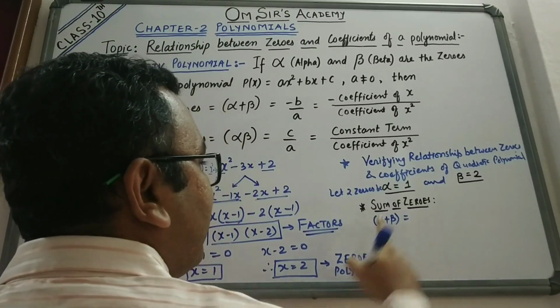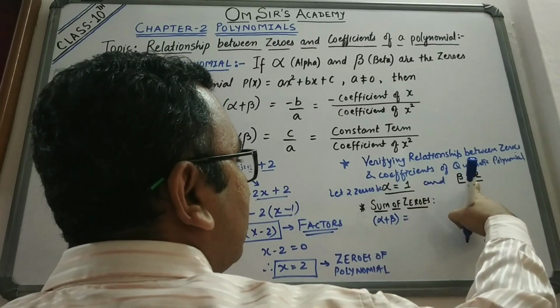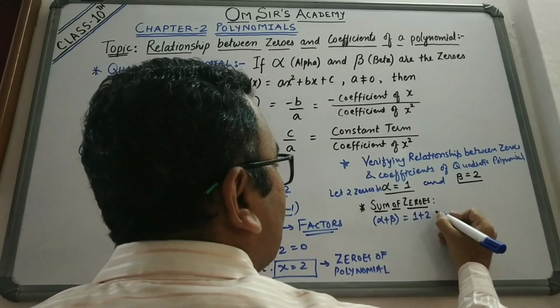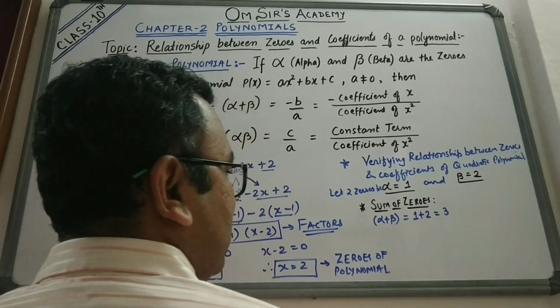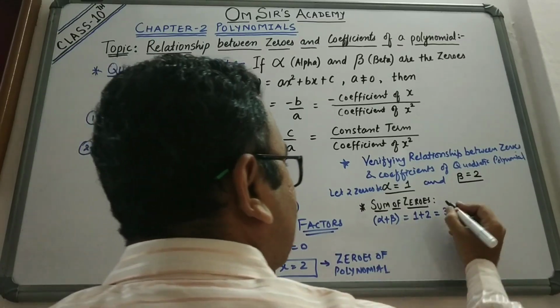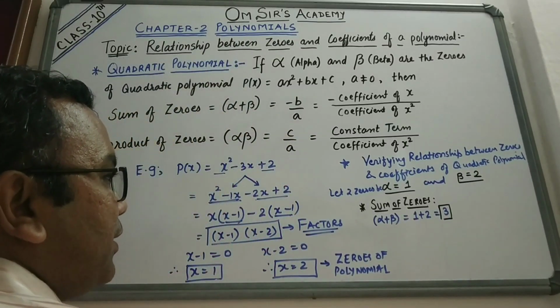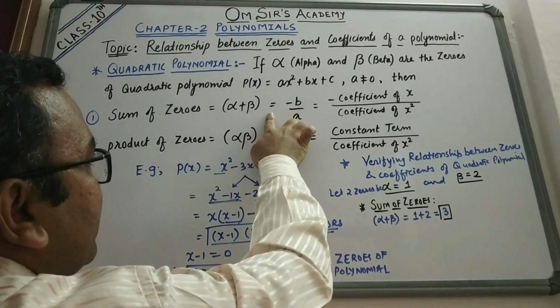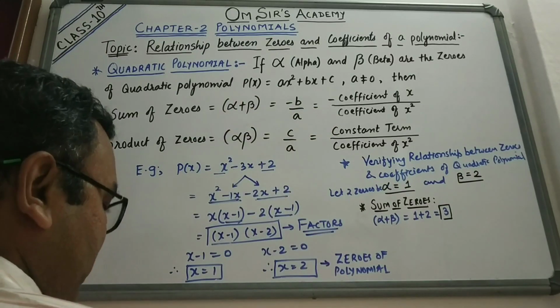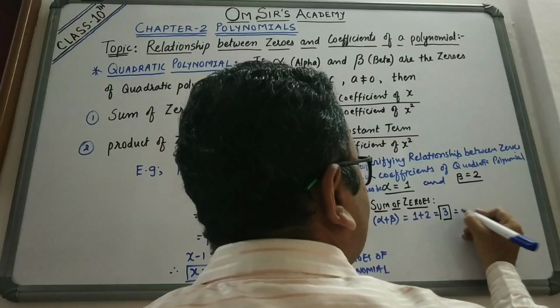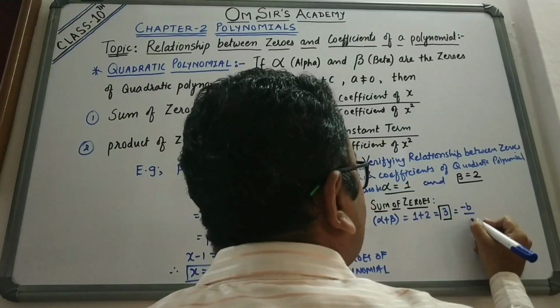So what was my alpha? Alpha was 1 and beta was 2. So adding these zeros, 1 plus 2 is equal to 3. When I took the sum of zeros, my answer was 3. Is it clear? So that should be equal to minus b upon a.